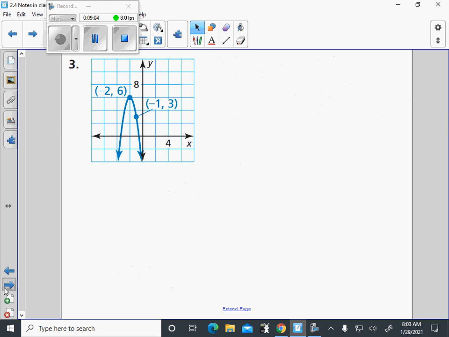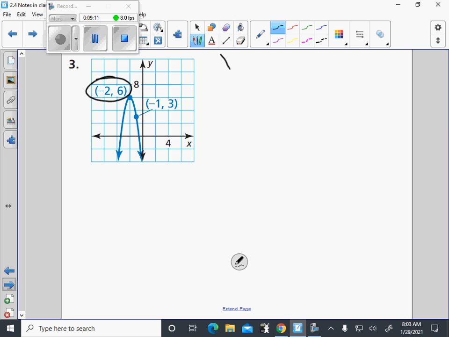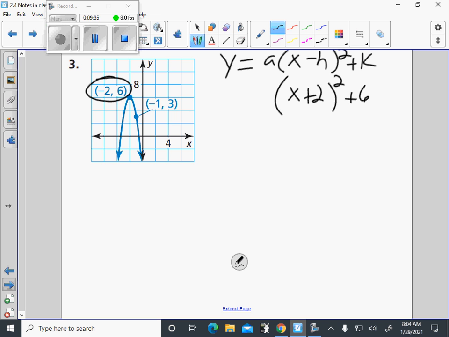Let's try this one. We have our graph, or we have our vertex, right? Our vertex is negative 2, 6. So remember, the equation we're working with is y equals a times x minus h squared plus k. We know our vertex. We have negative 2, 6. So we went left 2, so this has to be plus 2. X plus 2 in the parentheses squared. We went up 6, so this would be plus 6. Remember, we don't know a yet.